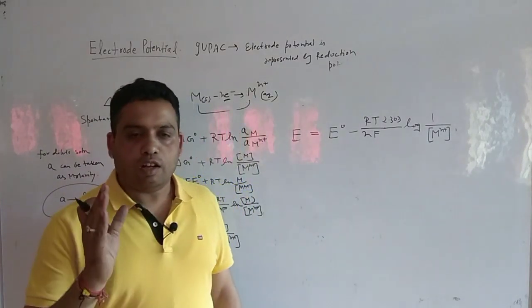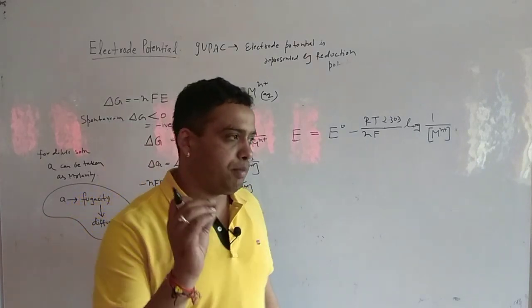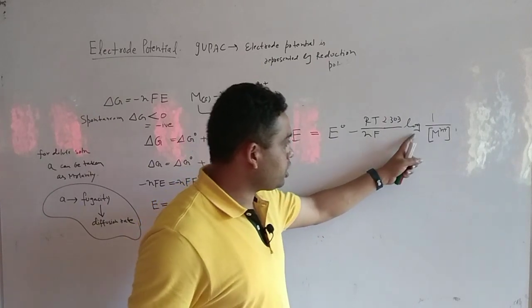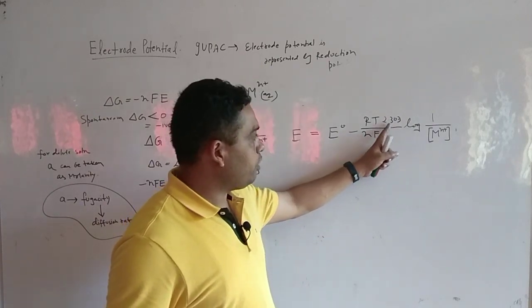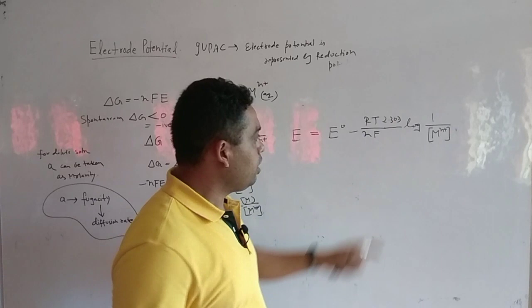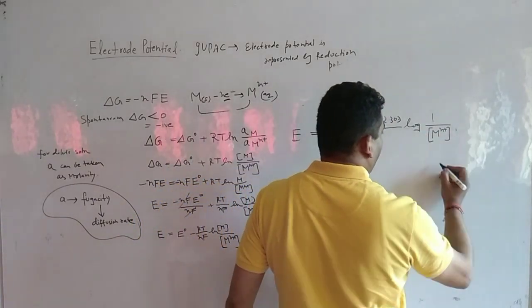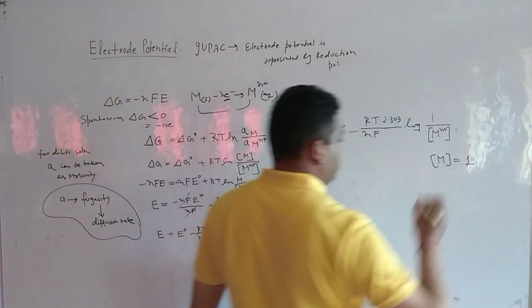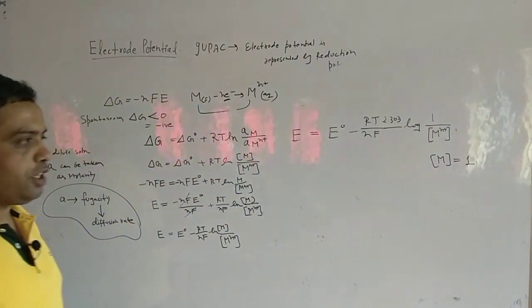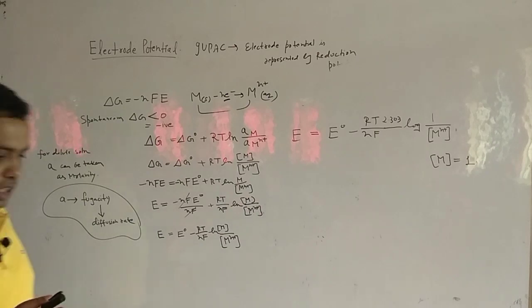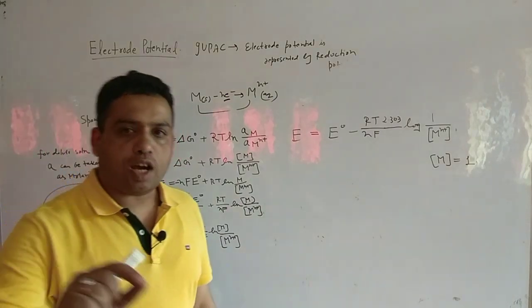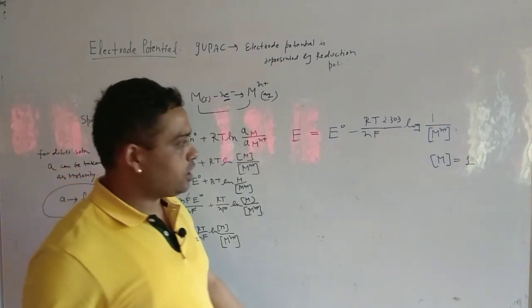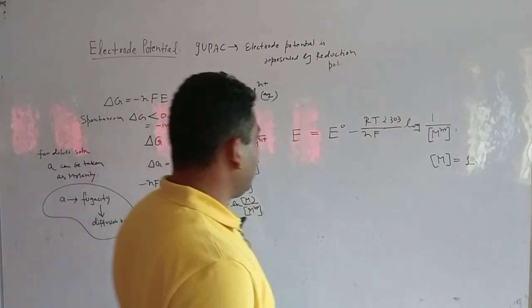Whenever you are converting log to the base e to the base 10, you have to multiply the expression which is just before your log expression with this value 2.303, right? And here I am writing 1. Why am I writing 1? Because the contribution of this molarity can be taken as unity, because in electrochemical cells only charged species are responsible for the flow of the current, right? That's why we can take the activity of this particular one.